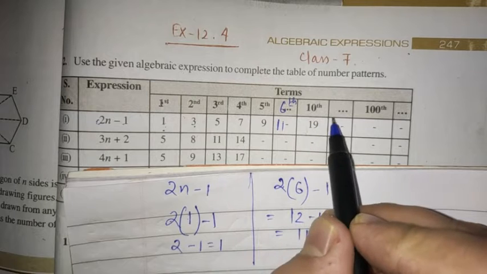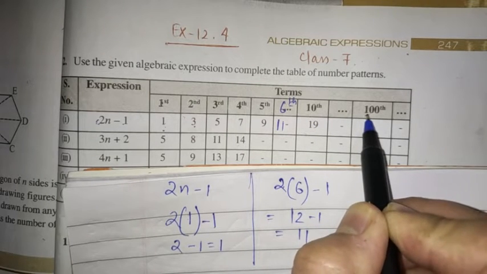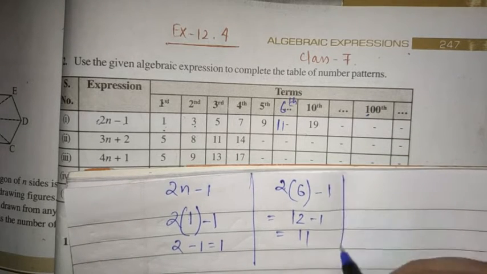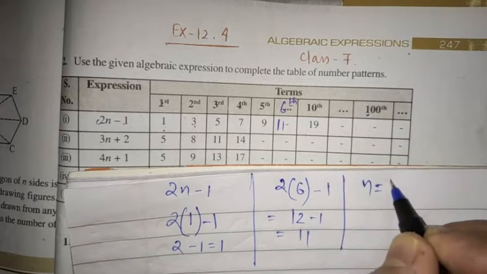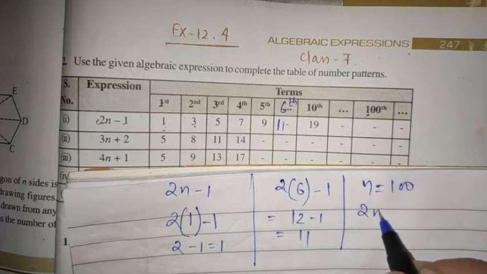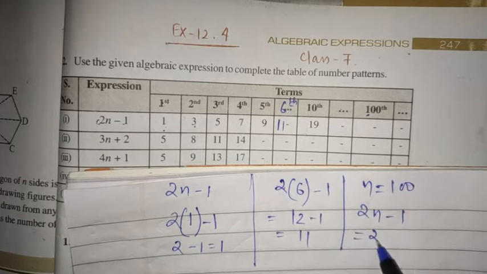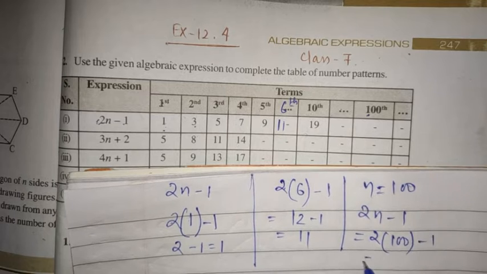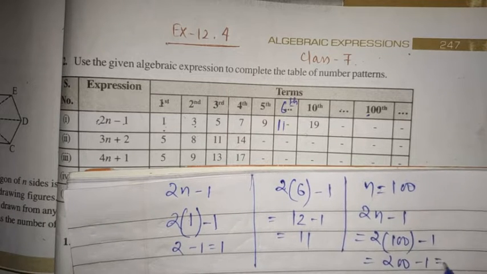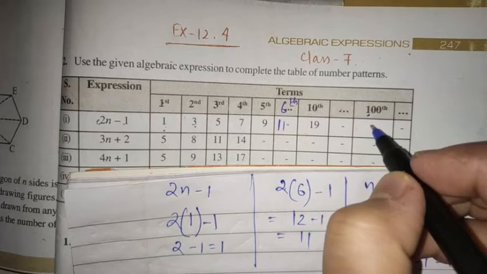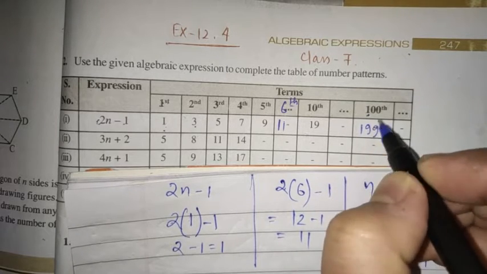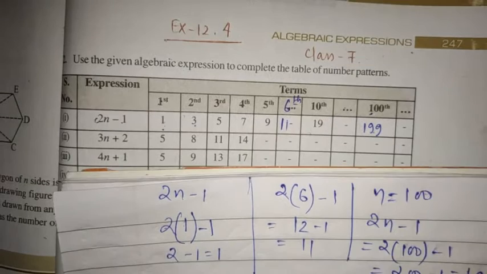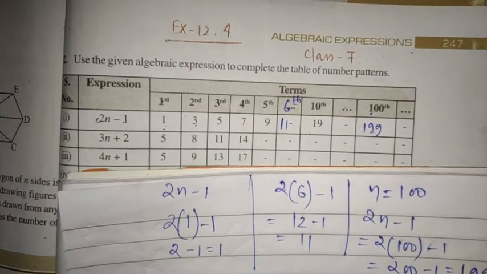But what do we have to fill? We have to find the 100th term as given. We don't have to find the 11th, 12th term. We have to find the 100th term, when n is equal to 100. Then what would be the value of this expression? 2 times 100 minus 1 is equal to 200 minus 1 is equal to 199. So 199 would be the answer for the 100th term. I hope you have understood this very well.